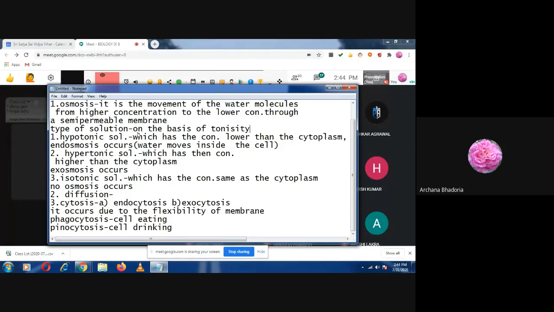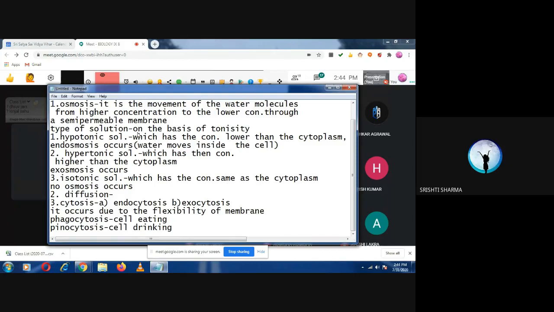On the basis of tonicity. Tonicity means concentration. Ma'am, what do you mean by cytosis? Cytosis is the movement of the substances in and out of the cell by the invagination of cell membrane, which occurs due to the flexibility of the membrane.